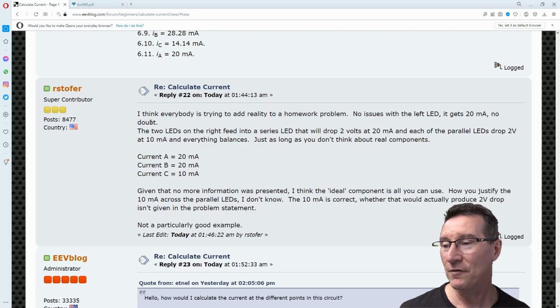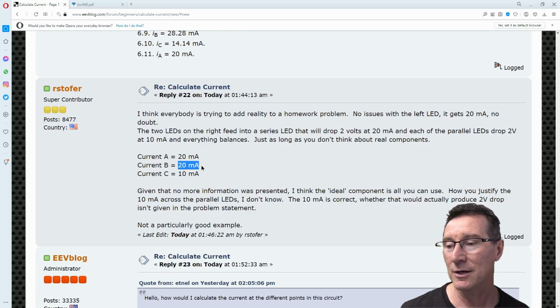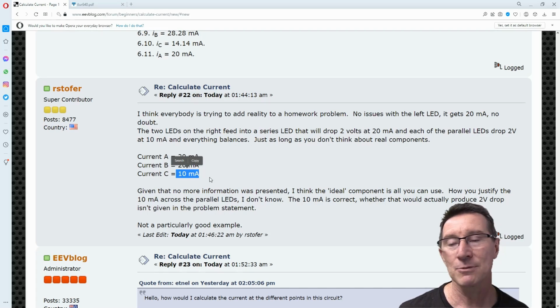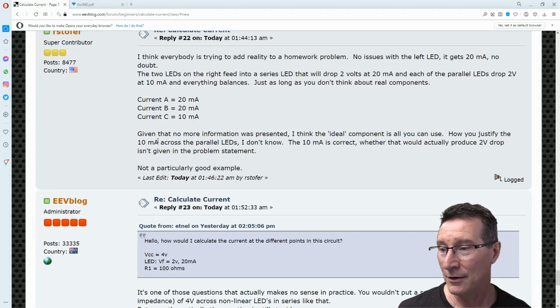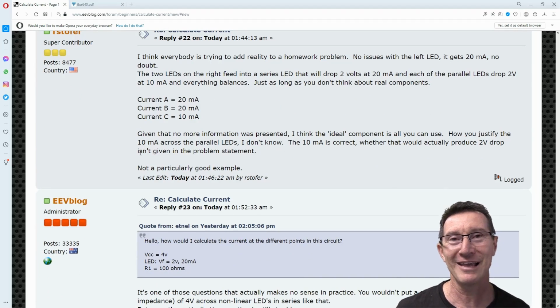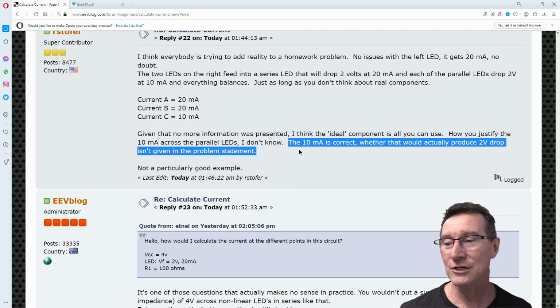So yeah, Arstofa basically comes to the same conclusion I did, that current A is 20 milliamps, current B is 20 milliamps, current C must be 10 milliamps due to Kirchhoff's current law. No other information was presented. I think the ideal component is all you can use. How do you justify the 10 milliamps across the parallel leads? I don't know. And yes, the 10 milliamps is correct. Whether that would actually produce 2 volts isn't given in the problem statement.